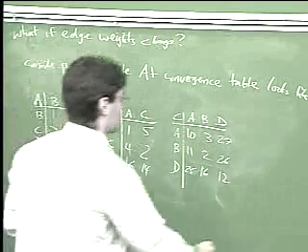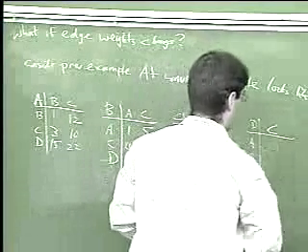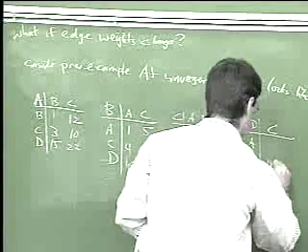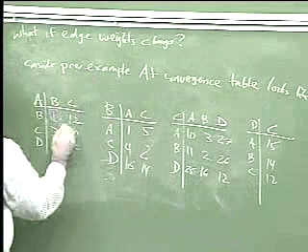Okay? And finally D. Always going through C. Distance 12 to get to C. Distance 14 to get to B. Distance 15 to get to A. And these are short paths.